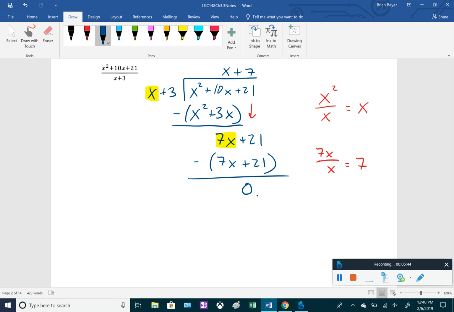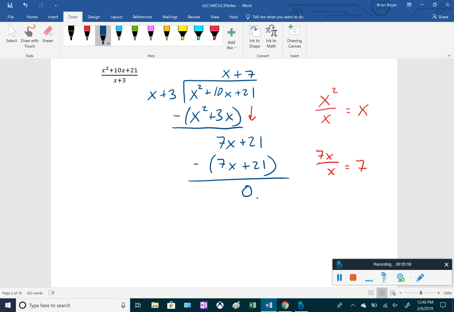a remainder of 0. So what this means, once we get into the factor theorem, we'll see this again. This means that x plus 3 was actually a factor of x squared plus 10x plus 21. So it goes in nice and evenly. So I'm going to write this using the division algorithm just because I think it's a little bit cleaner and it helps us see exactly what we did.